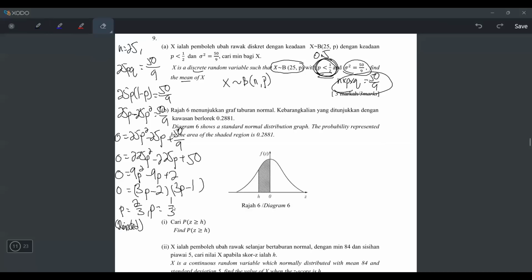But 1 over 3, this is the answer. Because 1 over 3 is 0.33333, and 0.333 is smaller than 0.5. And this is P must be smaller than 0.5. Okay, now finally I can find the mean.